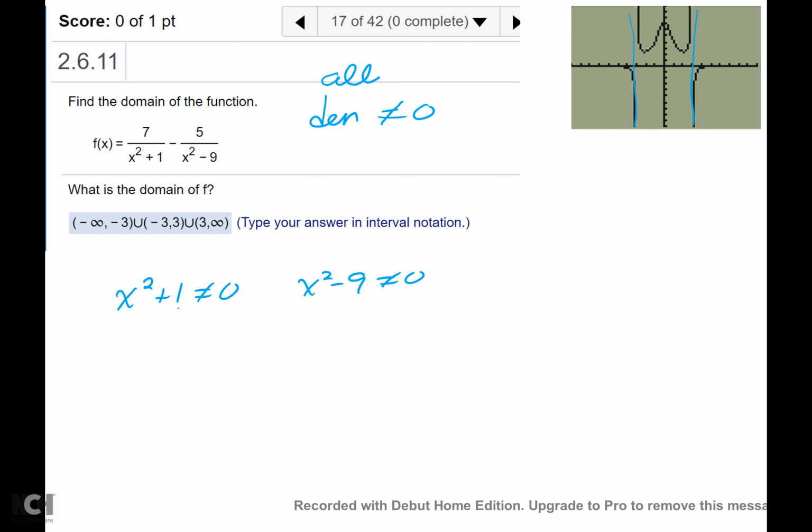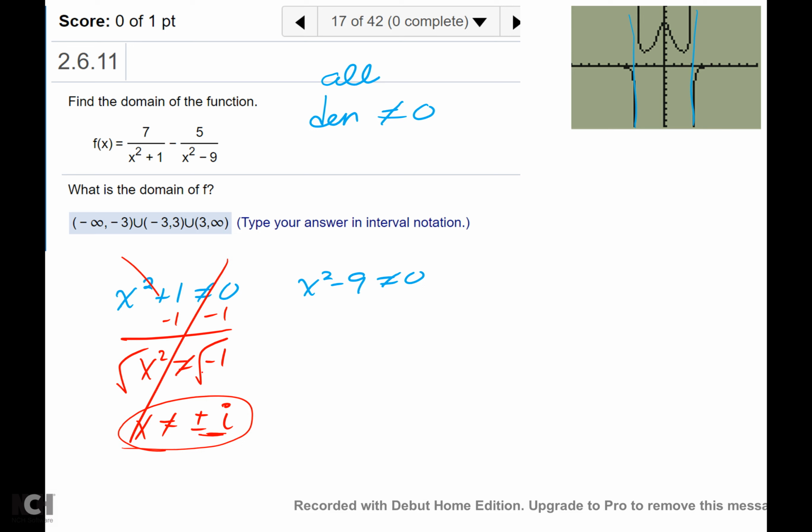If I solve these, minus 1, minus 1, x squared can never equal negative 1, square root, x can never equal plus or minus i, which causes no drama. The only drama that could be caused is something not real, so this doesn't pose any restrictions to us. Let's solve this one, add 9 to both sides. I get x squared can never equal 9, square root, x can never equal plus or minus 3.